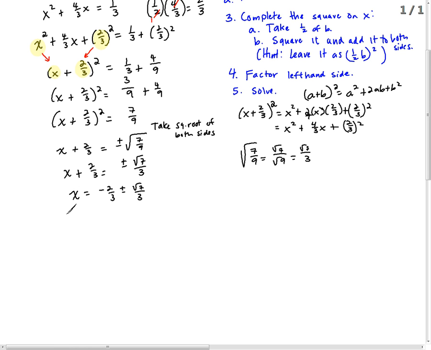That's your answer. If you want to write your answer separately, that's x equals negative 2/3 plus root 7 over 3, or x equals negative 2/3 minus square root of 7 over 3. That's it.